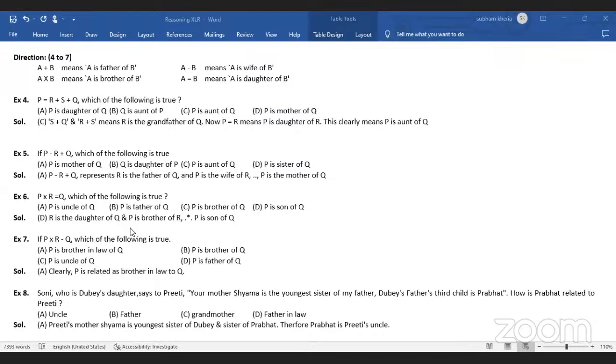Preeti's mother, we know Shama. So we got now 4 people. Dube, Sony, father, daughter. Shama, Preeti, mother, daughter. Okay. And Shama is the youngest sister of my father. That means Shama is the sister of Dube. So Dube and Shama relation also we got. So Dube's father's third child. अरे बाप रे. Dube's father. मतलब Sony's दादाजी. Third child. 2 child we already know. Dube and Shama. Third child is Prabhat. How is Prabhat related to Preeti?